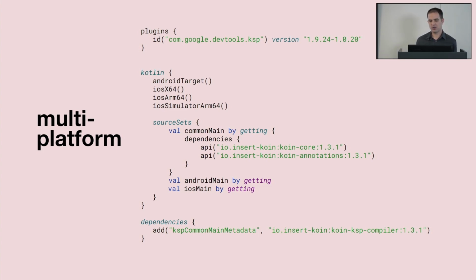This is because we can add processors for any kind of source sets. So for example, I can include a different kind of processor only for the iOS source set or for the Android source set. But if we want to run Kotlin symbol processors on the common code, then I have to write this KSP common main metadata, which runs on the common code, and it generates the generated code for all of the platforms shared.